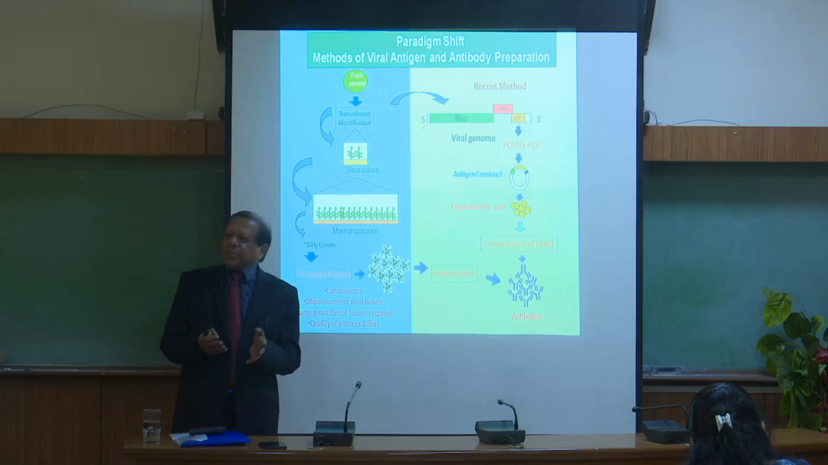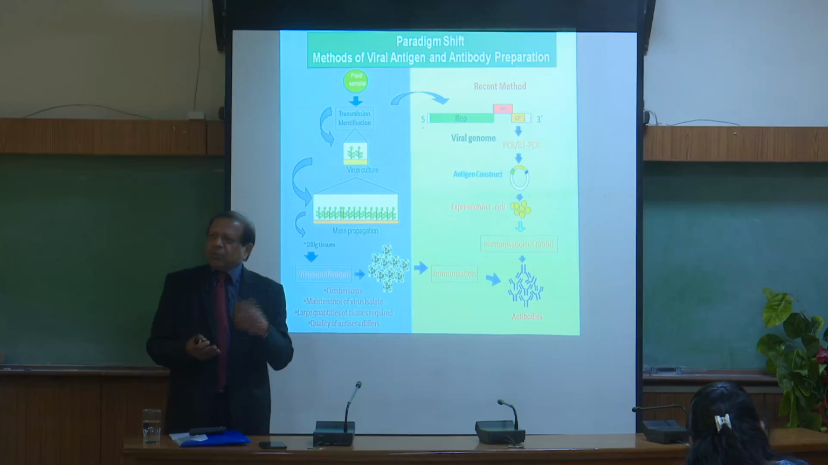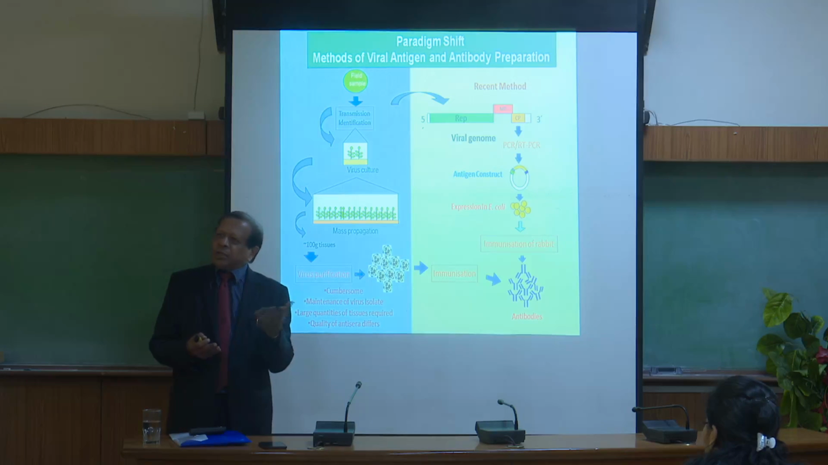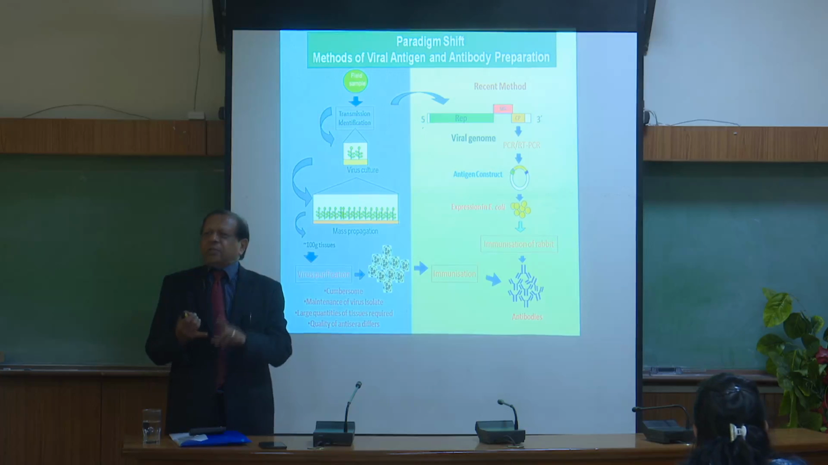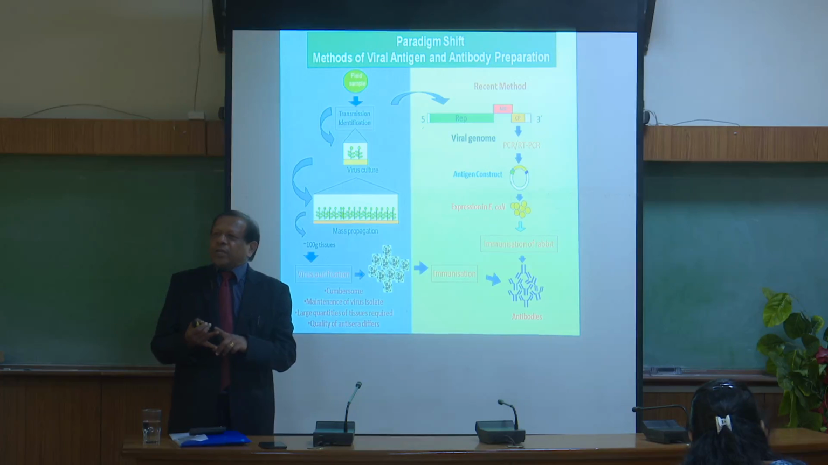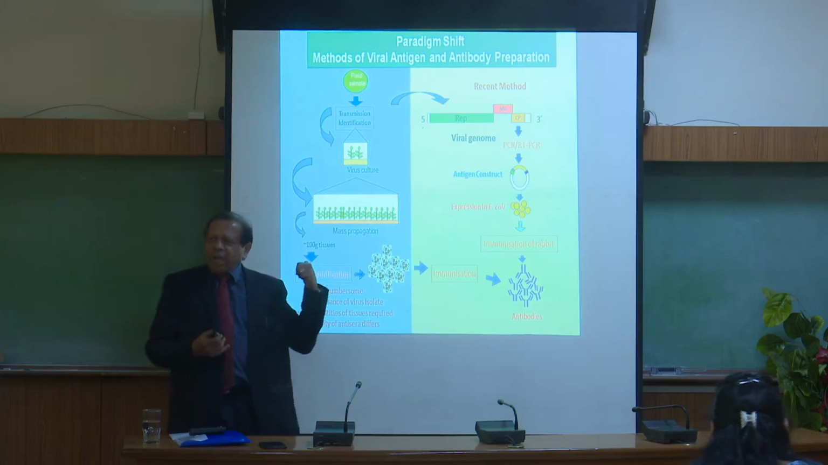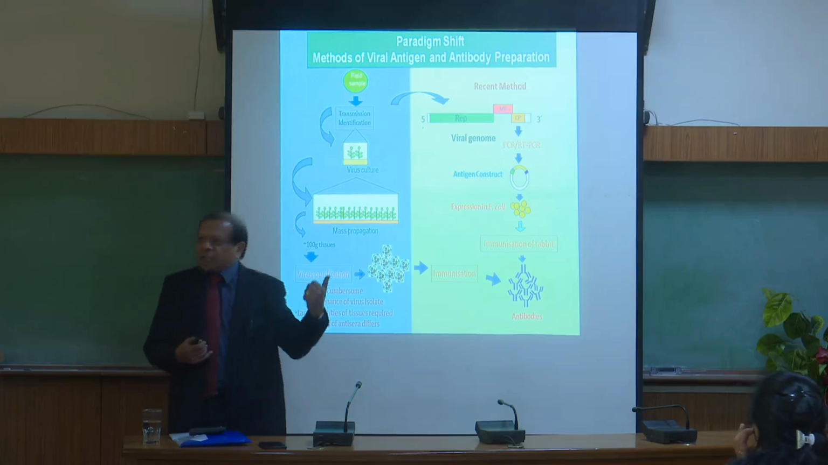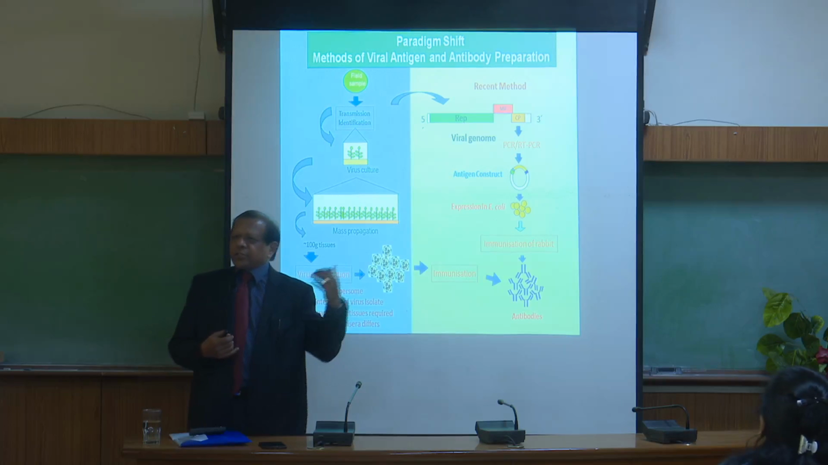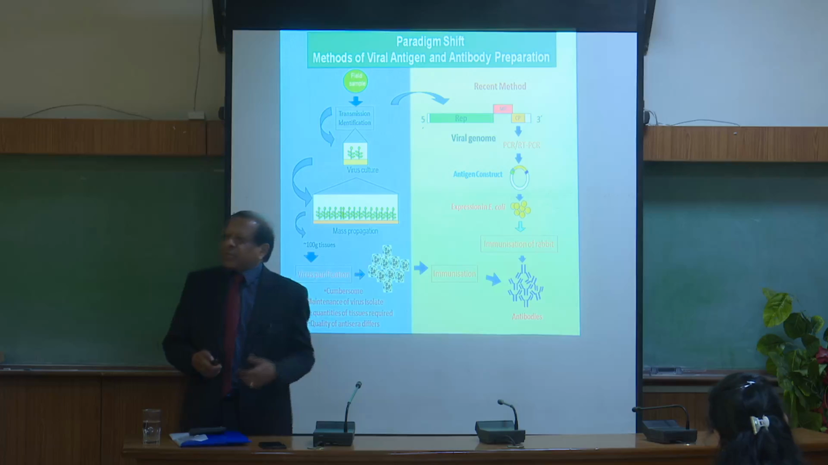When we follow this approach, anytime you want to raise antibody, you can take the cloned gene from your fridge, go for protein expression and immunize. So you need not multiply the virus, you need not maintain the virus, and every time the quality of the antibody may not vary that much. So this has been a paradigm shift in the recent past based on genomics, and that's how antibodies are now raised.